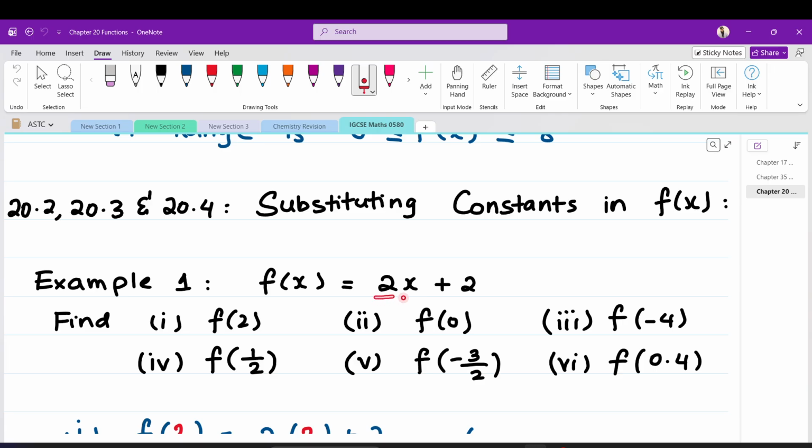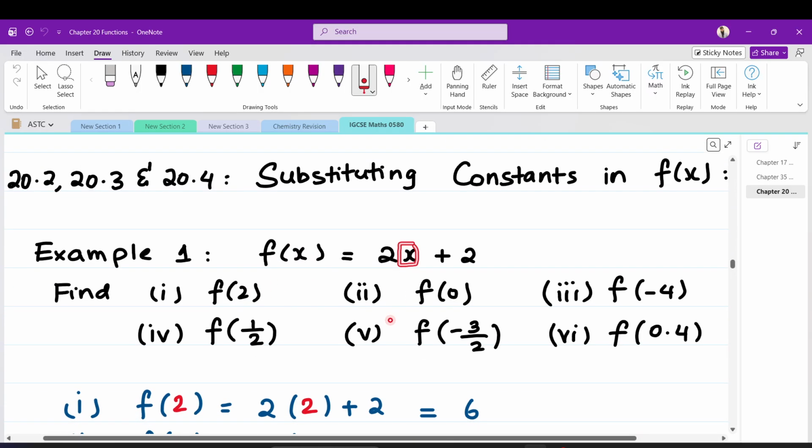f of x is equal to 2x plus 2. Find out what will be f of 2. Now this f of 2 means that instead of x, I'm giving you a specific value, and that value of x is 2. So what's going to happen if I plug in 2 instead of x? Over here, first of all, I'm going to write 2. Also make sure that you use the correct notation. You're not going to write f of x, you're going to write f of 2. So instead of x, I'm plugging in the value 2.